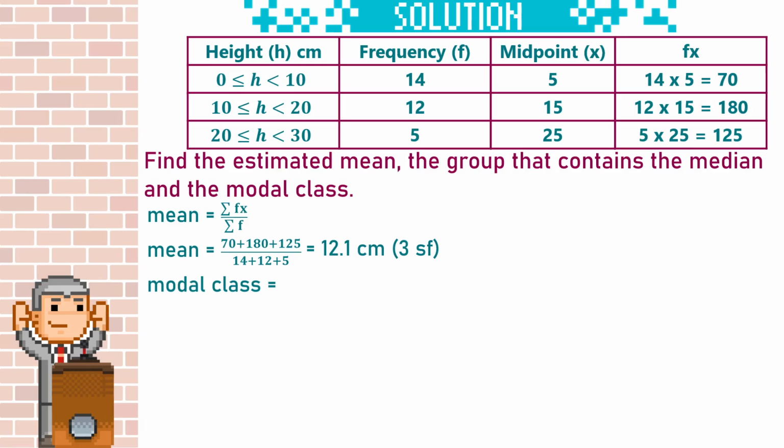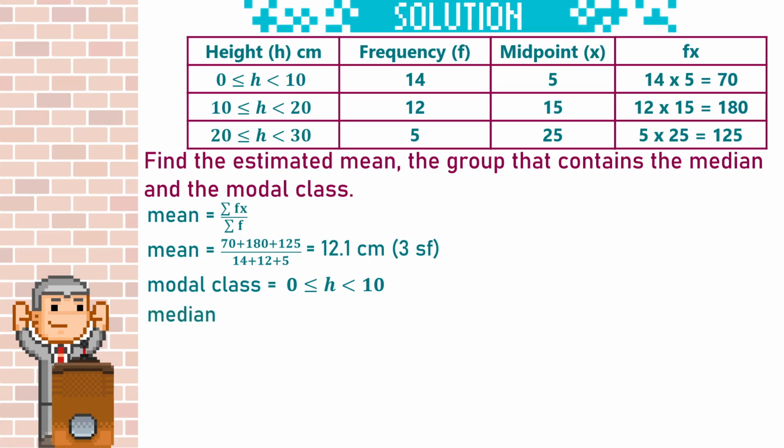To find the modal class, we can't find the mode anymore, we find the modal class. And the class is a fancy way of saying group. So which group has the most in? Looking at the frequency column, we've got 14 is our biggest frequency, so the modal class is that group next to the 14. So 0 to 10. But make sure you copy it down exactly as it shows in the table.